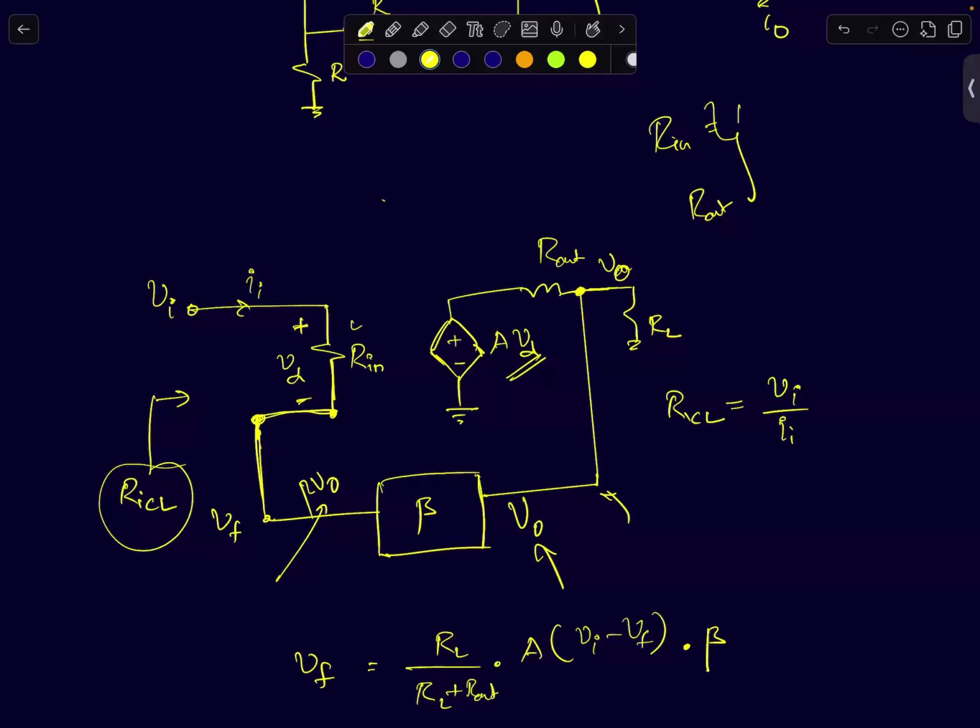Whenever you're analyzing feedback circuits, it's useful to calculate loop gain. So you can break the loop at this point, and I'll ground. Whenever I break it, since it's a voltage, I have to short this node.